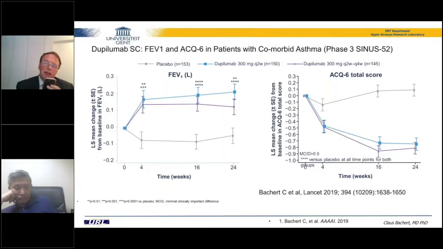You have an effect on the lower airways. Asthma works in these patients with just the same principle, a type 2 immune reaction. So you can increase lung function in those patients with comorbid asthma and decrease the asthma control questionnaire score, which means you have better control of the asthma of these patients.